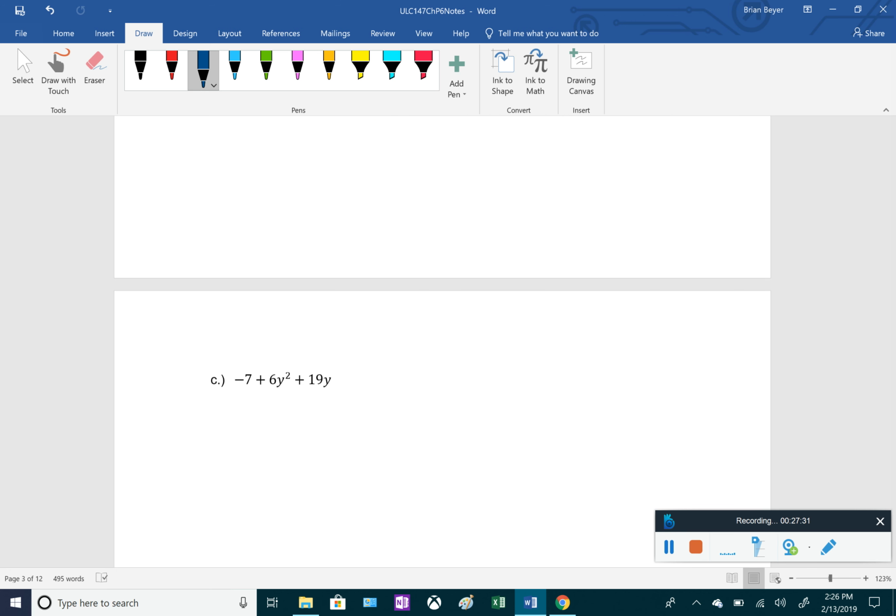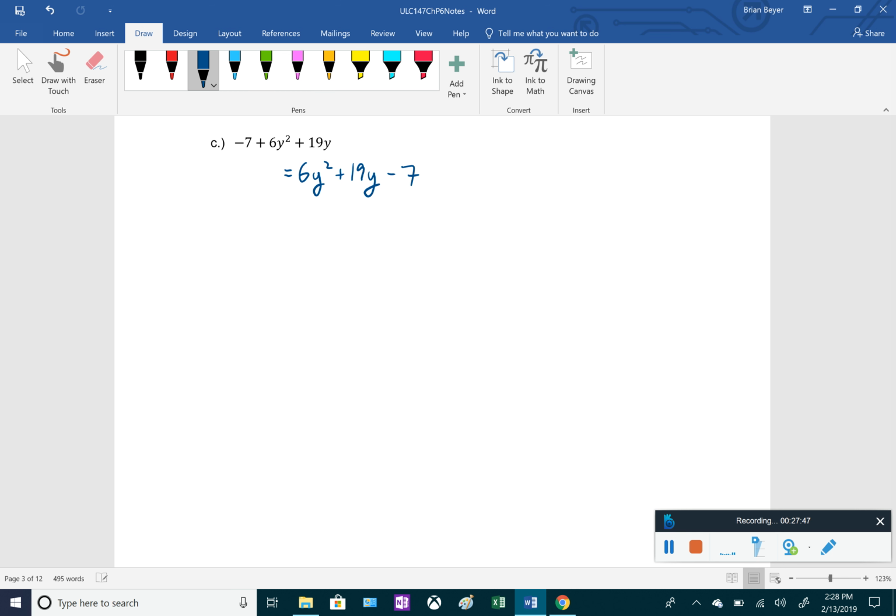So for this last one here, we're going to do this one by trial and error, so it's kind of going to suck. First we have to rewrite this, 6y squared plus 19y minus 7, to get that in the correct form. For trial and error here, what we're going to do is come up with every possible combination. So I'm going to put possibilities over here.